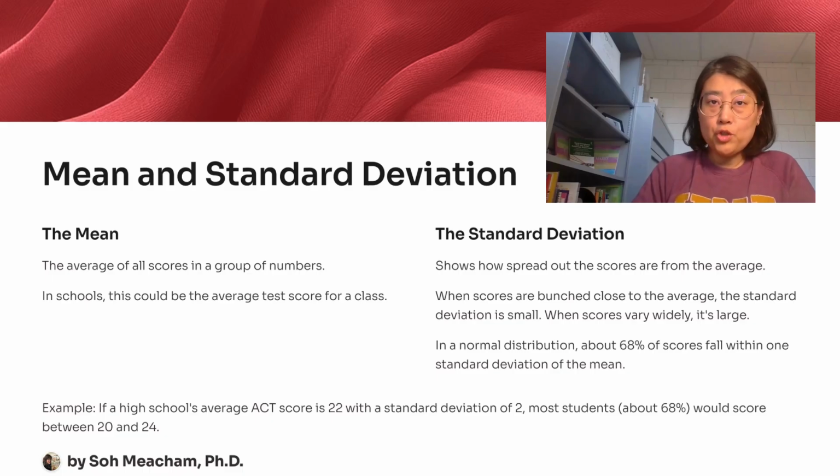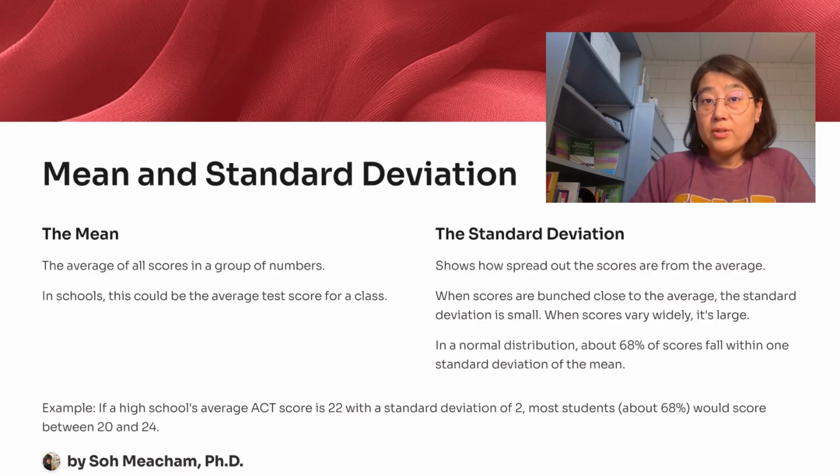Now let's talk about two important properties of any distribution, the mean and the standard deviation. The mean is the average, what most people think of as the middle score. But the standard deviation tells us how spread out the scores are around that mean. In a tight distribution, most scores are clustered close to the mean, while in a wide distribution, scores are more spread out. Let's bring this to life with an example.